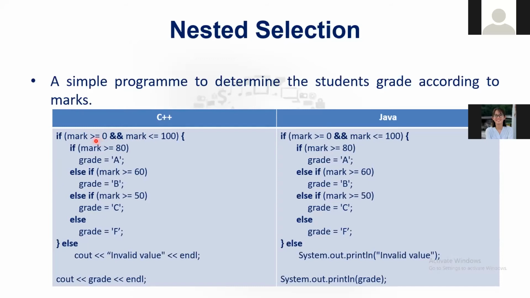value or not. Because if, let's say, the user keys in a negative value or a value greater than 100, then you don't allow them to proceed. You say that it's an invalid value. But if the user keys in a proper value, then you proceed and check which grade it is.